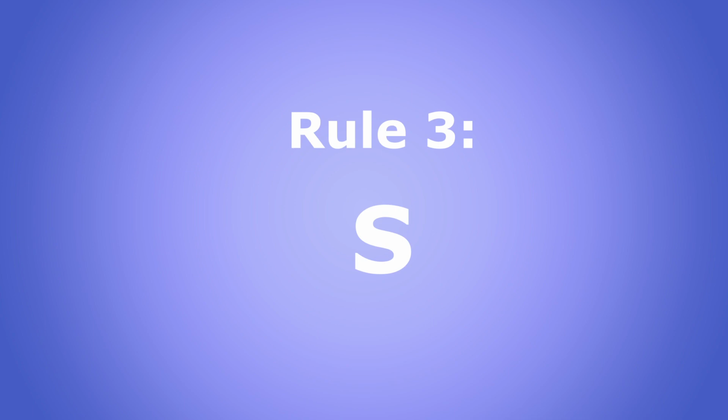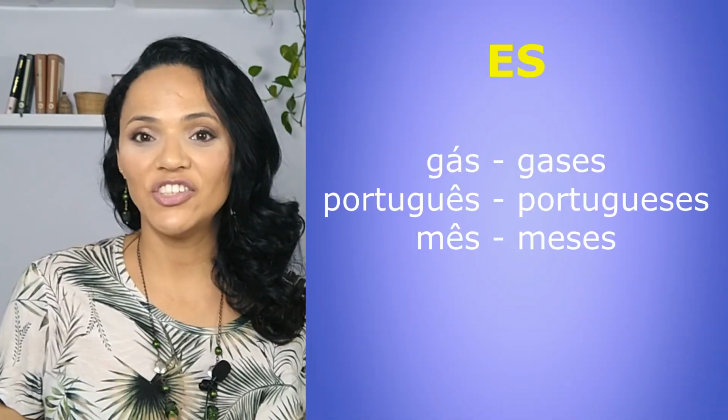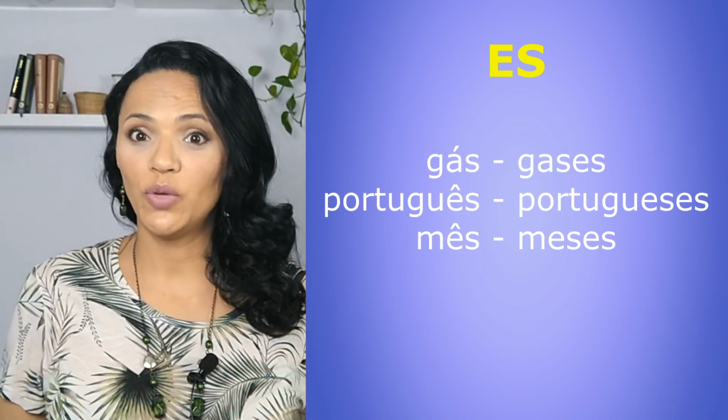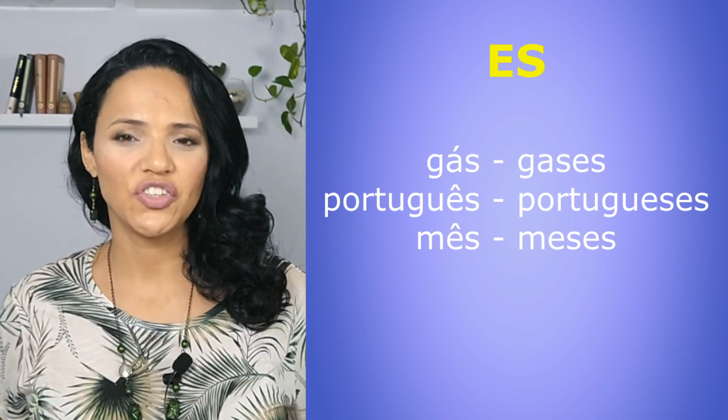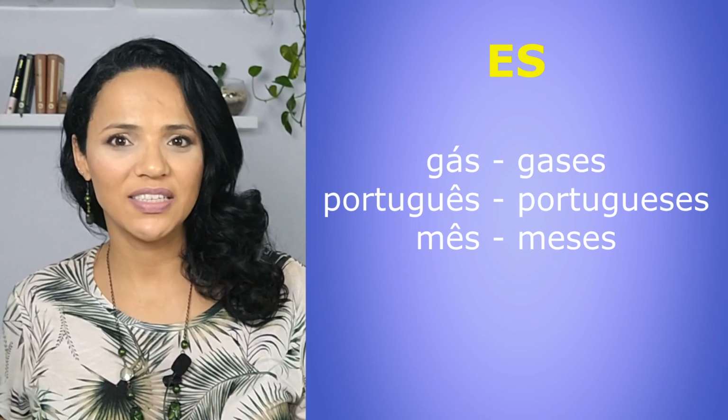Rule 3. Words ending in S. And when the word ends with the letter S, like gás or português, what should we do? In this case, we must just add ES to the end of the word. Exemplo: gás, gases, português, portugueses, mês, meses.